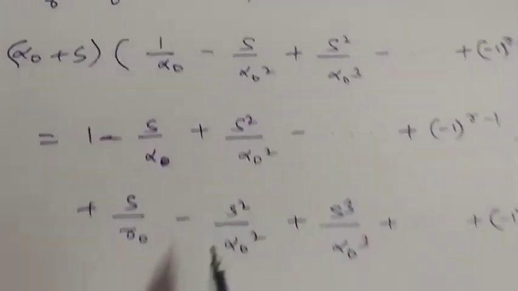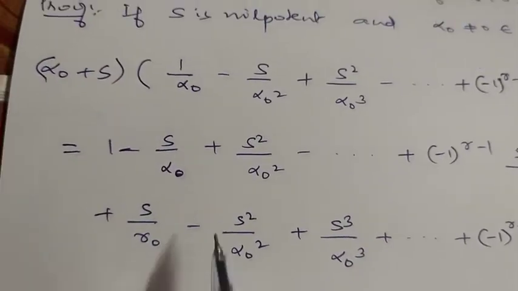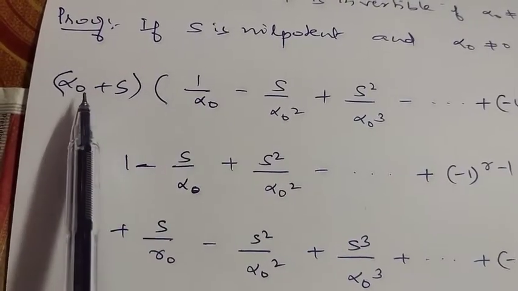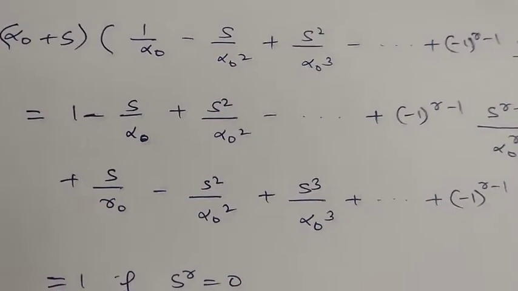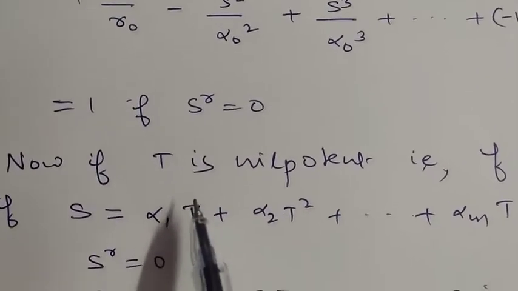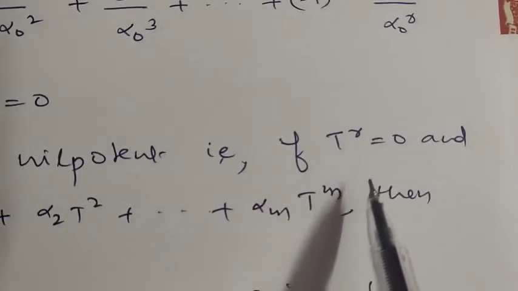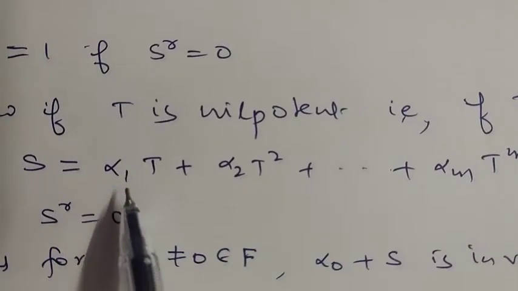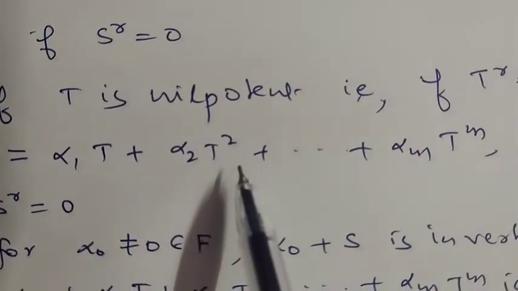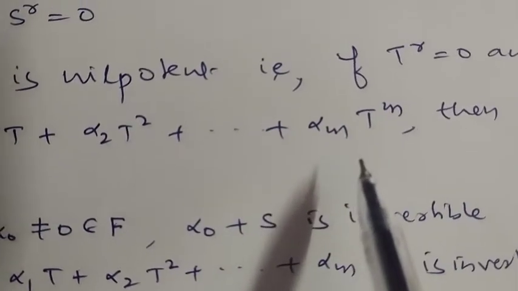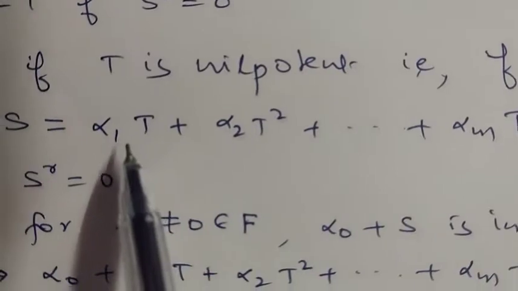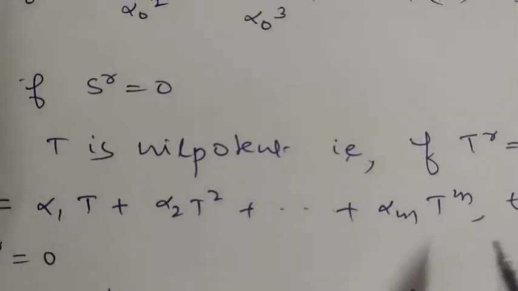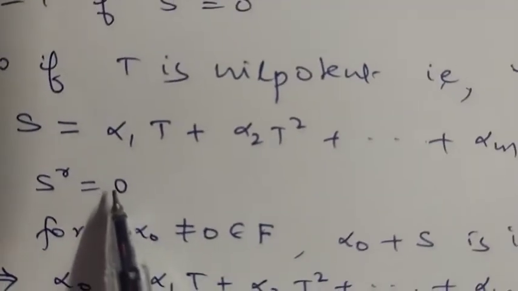Now look here. This into this is equal to 1, which means they are invertible linear transformations: this is the inverse of this and this is the inverse of this. Now let's come to our theorem. If T is nilpotent, that is T to the power of r is 0, and if I take S equal to α₁T + α₂T² + ... + αₘTᵐ, then S to the power of r is definitely 0.